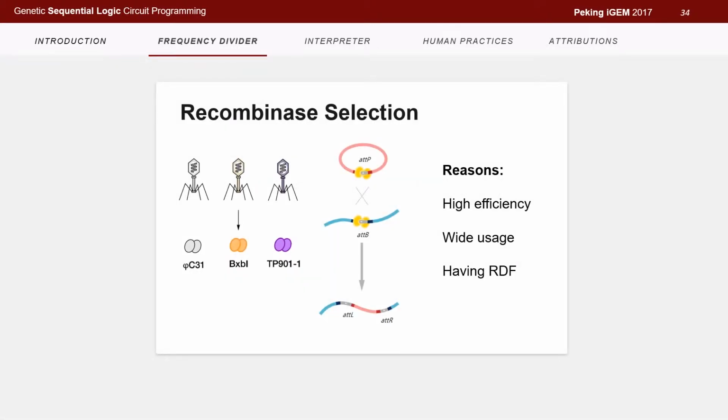To build the frequency divider in a biological system, we chose 3 recombinases from phages φC31, BxB1, and TP901 because they have high efficiency in gene recombination and have wide applications, and most importantly, they all have well-studied RDF proteins.